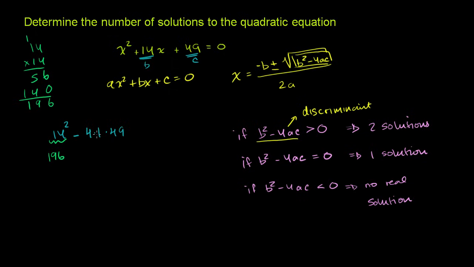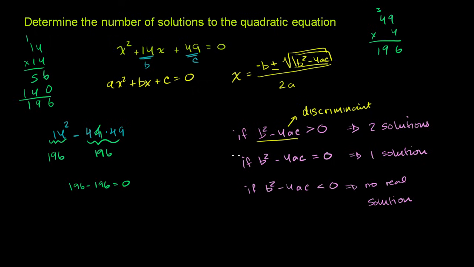And we could ignore the 1. What's 4 times 49? 4 times 9 is 36. 4 times 4 is 16, plus 3 is 19. So you get 196. So this right here is 196. So b squared minus 4ac is 196 minus 196. So 196 minus 196 is equal to 0.